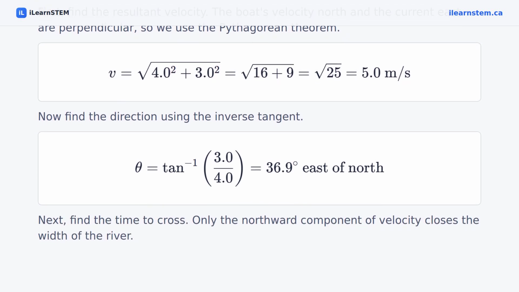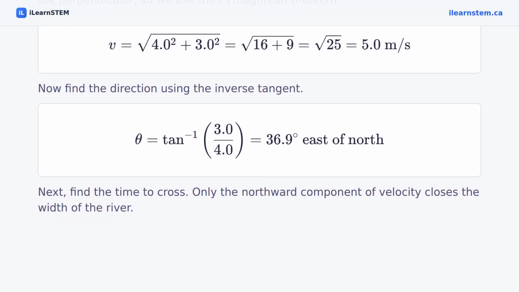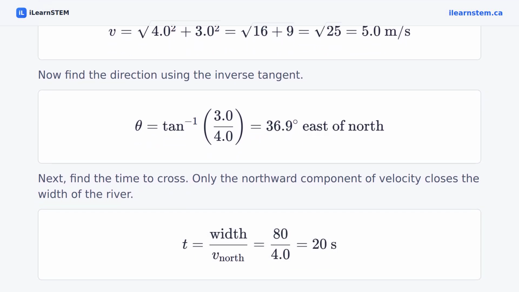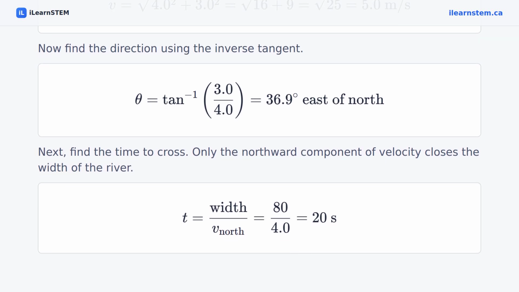Next, find the time to cross. Only the northward component of velocity closes the width of the river. T equals width divided by V north, which is 80 divided by 4.0, giving 20 seconds.